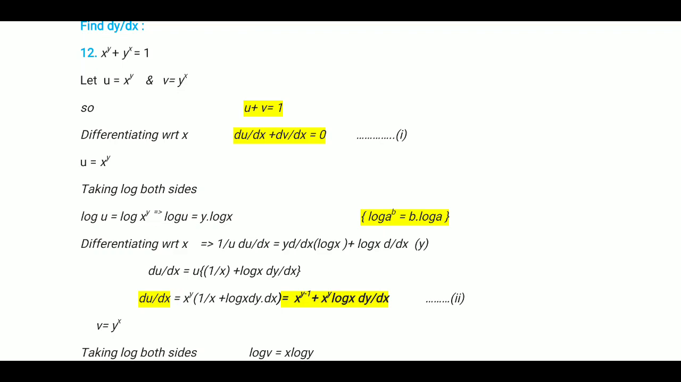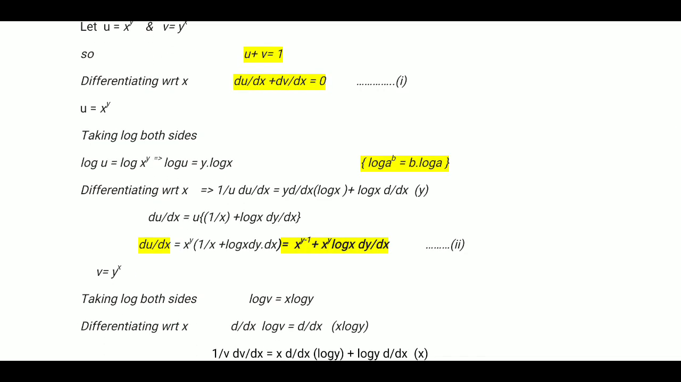So du upon dx becomes, after putting the value of u, x power y into y upon x plus log x dy upon dx. So that will become y into x power y minus 1 plus x power y log x dy upon dx. So remember here y is also in the first term, y into x power y minus 1. You can calculate and see.